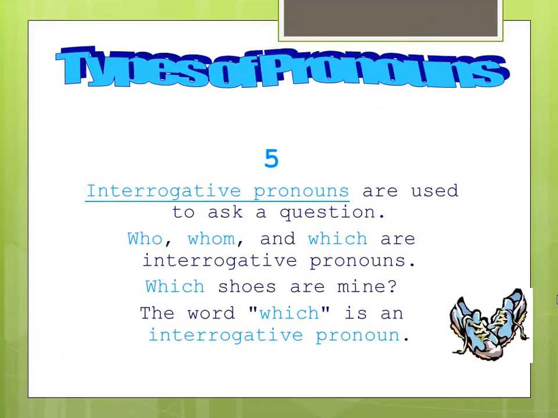And then we have interrogative. So there are many types of pronouns. With interrogative pronouns, of course, what word does interrogative have inside of it? Yeah, interrogate. So interrogative pronouns, they ask a question. They're interrogating. So who, whom, and which are all interrogative pronouns. And just like demonstrative have T in common, interrogative have W in common. So which shoes are mine? The word which is an interrogative pronoun.